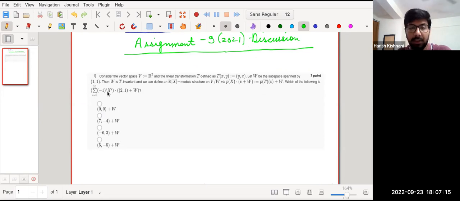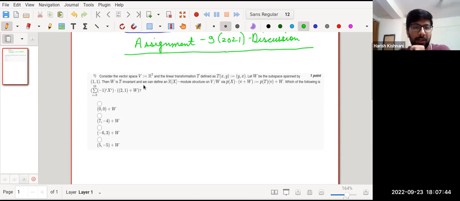So in the last assignment discussion, we saw what the T invariant subspaces of V are, if you remember the questions, because we were in search of some modules, and those modules were in one-to-one correspondence with the T invariant subspaces of this space. So the space spanned by (1, 1) was one such space. So I hope you remember that. So it's just saying that W is T invariant.